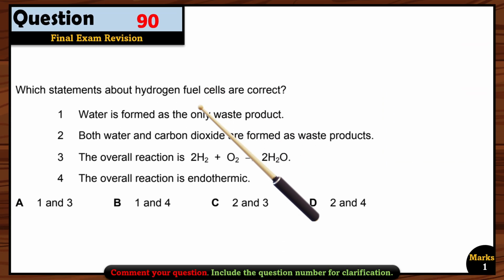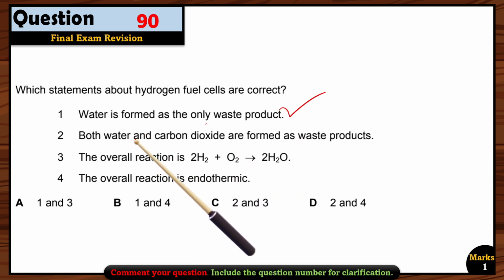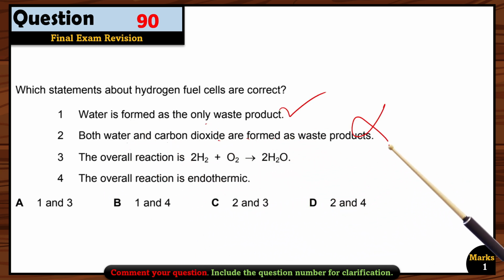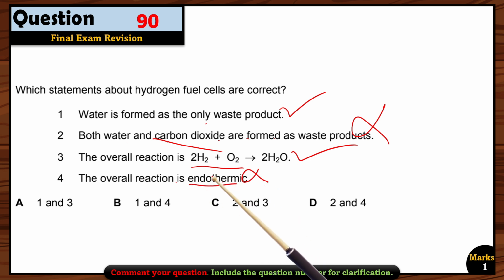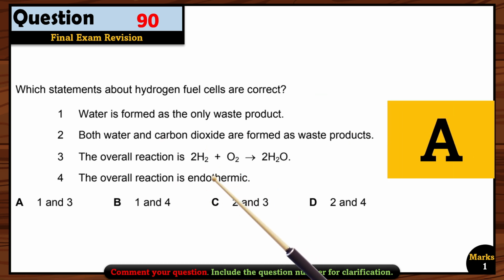Question 90. Which statements about hydrogen fuel cells are correct? Water is formed as the only waste product. Yes, that's right. Both water and carbon dioxide form. No, wrong. Carbon dioxide doesn't form. The overall reaction is this one. Yes, that's right. The overall reaction is endothermic. Again, wrong. It's exothermic. So we are only left with options 1 and 3. So option A is the right option.